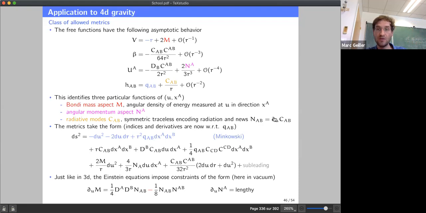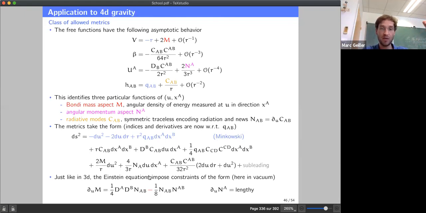And again, the news is the time derivative of this radiative mode tensor. And importantly, there is a minus sign here. So this is telling us that, when integrated on the sphere, this evolution equation for the Bondi mass aspect is minus N squared. This is the so-called Bondi mass loss formula, because the square of the news tensor is essentially a measure of how much energy is radiated away in the spacetime.